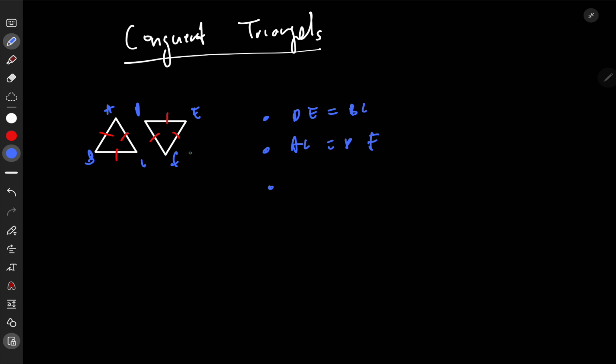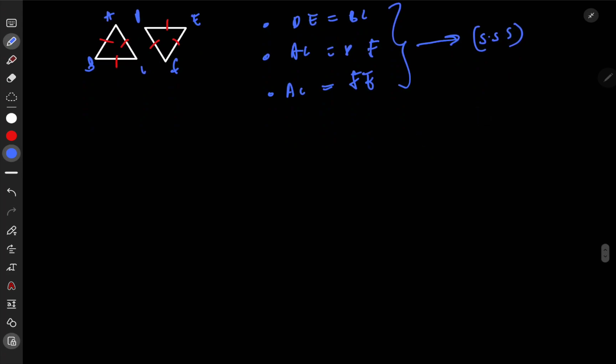I can now say AC is equal to FE. With these reasons, I can conclude these two triangles are exactly congruent. And then you need to state the reason, SSS, side, side, side. Okay. And then I'll give another scenario that you could look up for congruency.